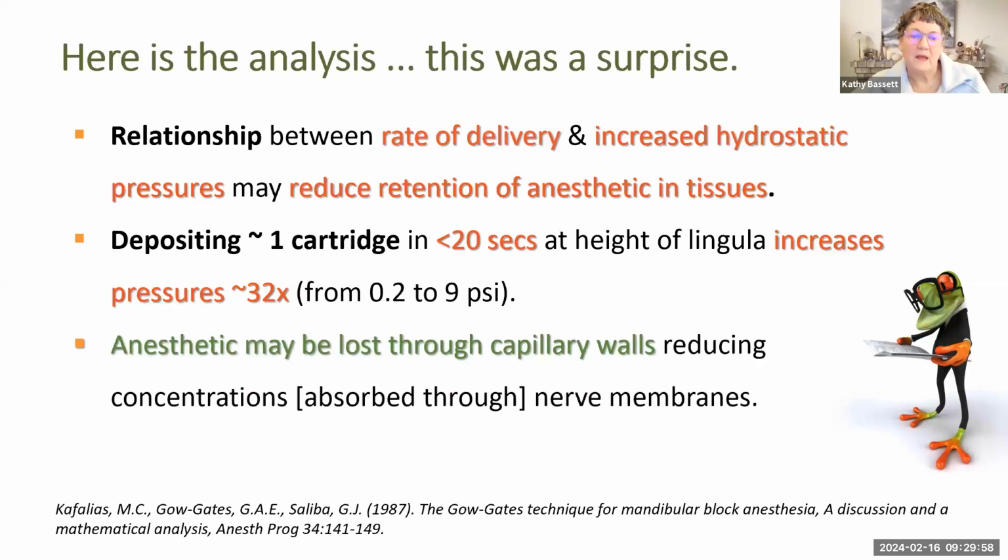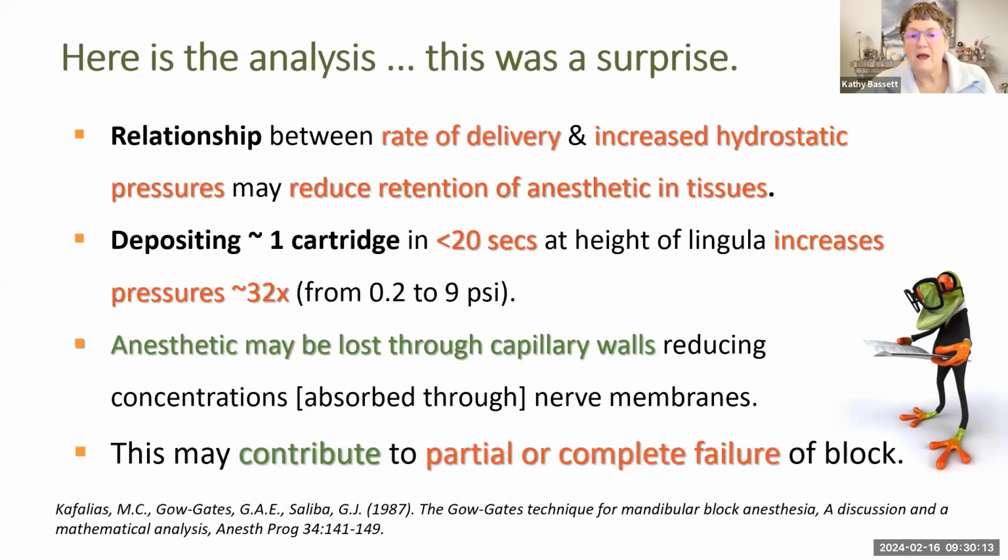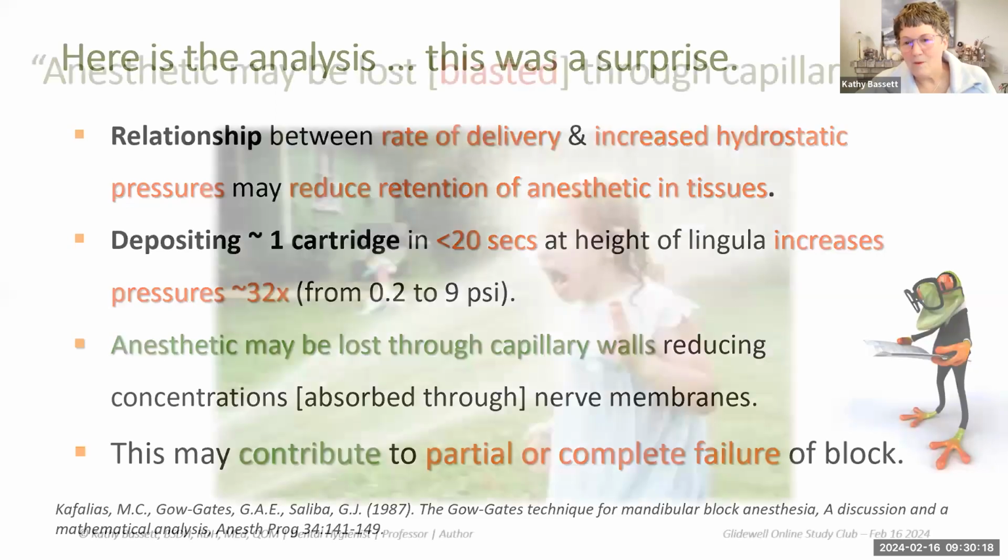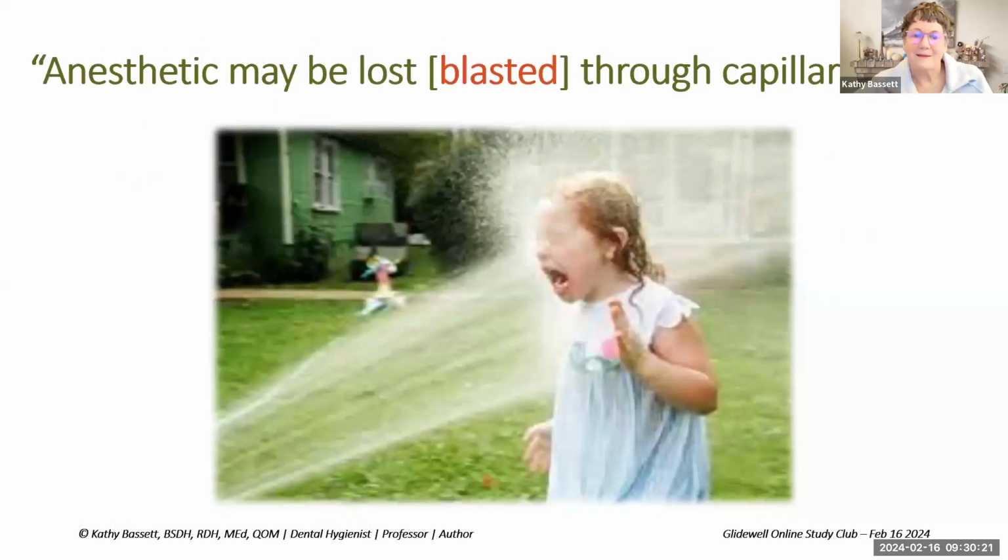And then what they noted was anesthetic may be lost through the capillary walls, reducing concentrations available in the space. And therefore, if we reduce the available anesthetic, we also likely have this contributing to partial or complete failures. So for me, the takeaway is if you're going really fast, the anesthetic may literally be blasted into capillaries through the capillary walls, and then it's just swept away from the environment immediately, and then we don't have the benefit of that anesthetic moving forward.